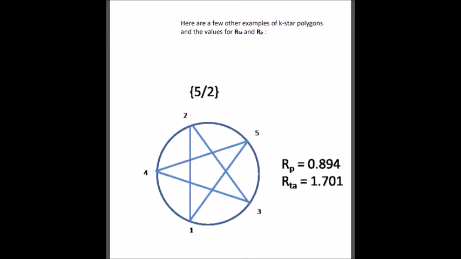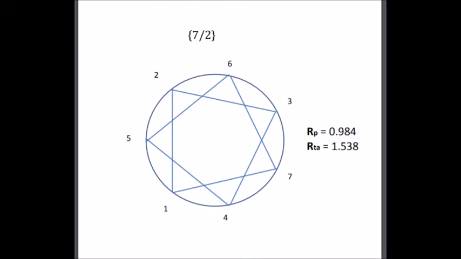Here are a few more examples of the K-Star polygons that can be drawn on a plane based on the geometric properties of its associated fractional harmonic. And here's a diagram of the 5/2 star polygon, along with its planar and conical radius defined, as well as a sequence of connecting at vertices. In this case, every second vertices is connected. Here are a few more examples.